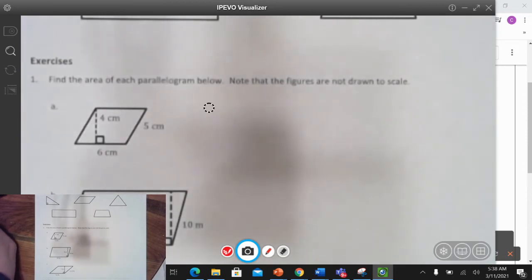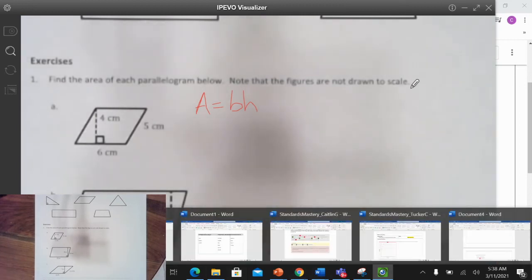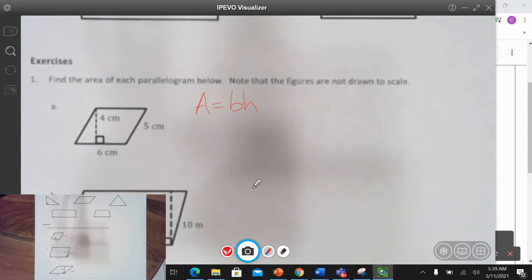So the area is equal to base times height. So BH means base times height. Because remember, when there's no operation symbol, it means that they're being multiplied. So now we need to find the base and the height. So if we look at our parallelogram, remember we said that the base and the height are going to form a right angle, a 90-degree angle. So this cannot be our height because it does not form a right angle with the base. So our base is 6 centimeters and the height of this is 4 centimeters.